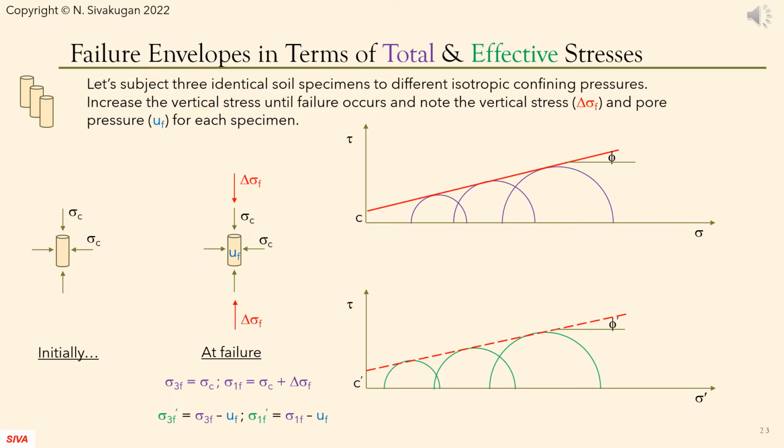Here, we have three identical soil specimens, subjected to different isotropic confining pressures sigma c. Each specimen is subjected to an additional vertical stress, which is increased until failure occurs under delta sigma f and pore pressure of uf. From these values at failure, we can draw two sets of Mohr circles, in terms of total stresses and effective stresses, and establish the failure envelopes in terms of total stresses and effective stresses. We use a prime or dash for the effective stress parameters.